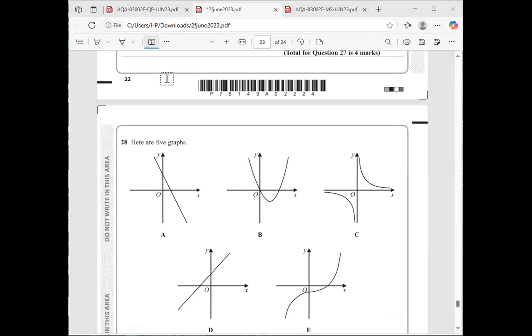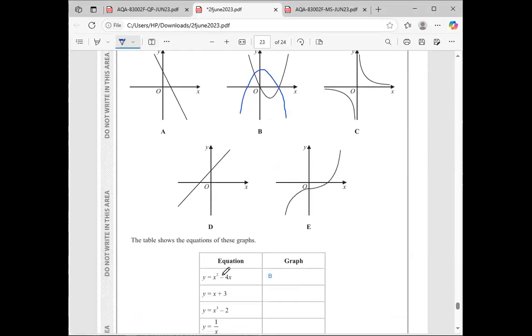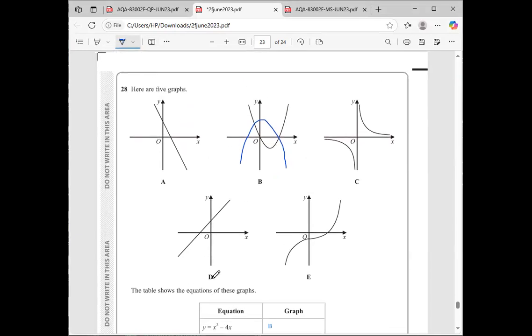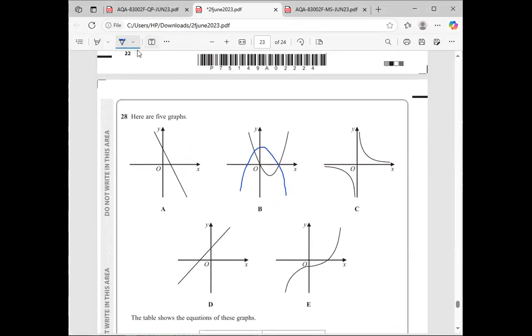Let me see if I can draw a sketch of how it would have looked. This is how it would have looked if the coefficient of x squared were negative. Remember, that is the determining factor, the coefficient of x squared. Let me wipe it off because that may be misleading. I wonder where my eraser is. Okay, I've seen it. Let's wipe it off.